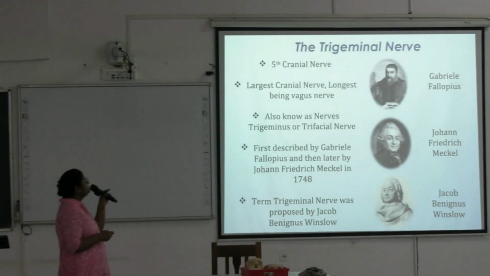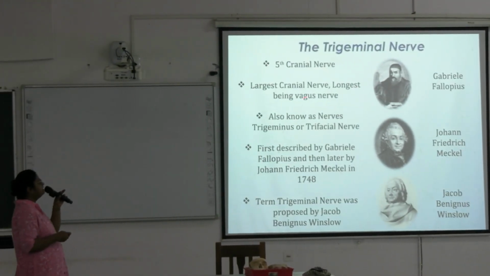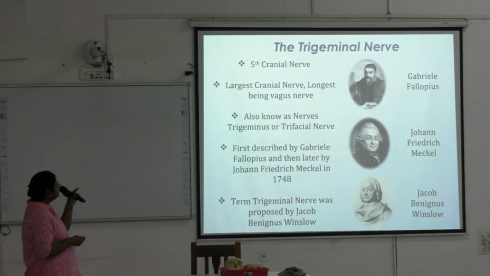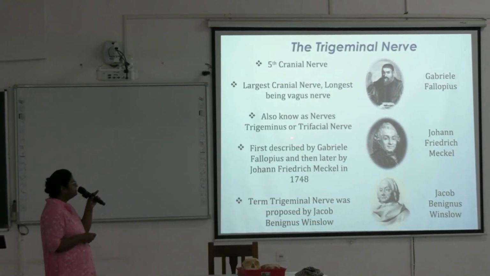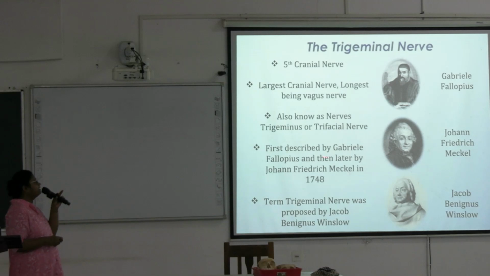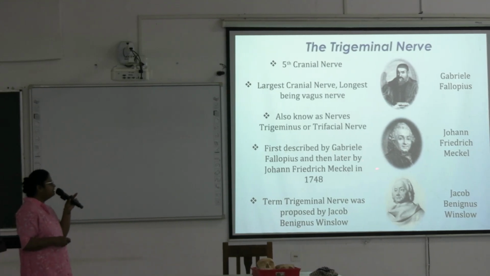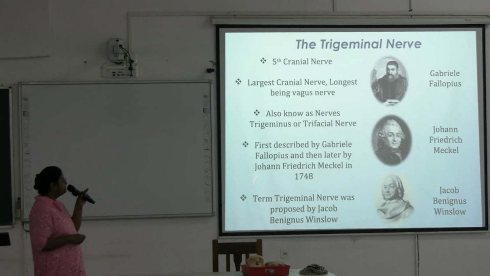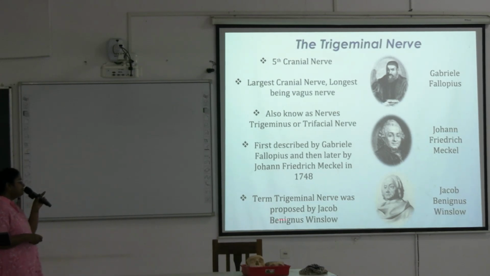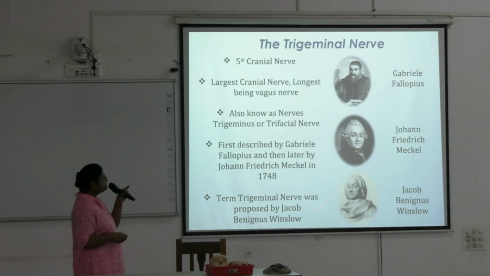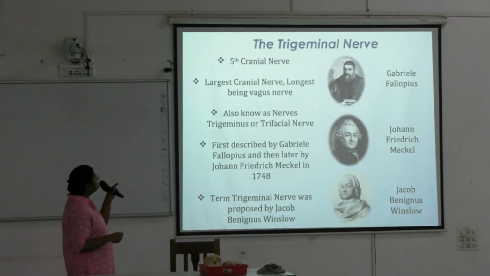So the trigeminal nerve is the fifth cranial nerve, the largest cranial nerve, the longest being the vagus. It is the largest, okay. Also known as nervus trigeminus or trifacial nerve, and first described by Gabriel Fallopius and then later by Johann Friedrich Meckel. And the term trigeminal nerve was proposed by Jacob Benignus Winslow. This is the history of the trigeminal nerve.